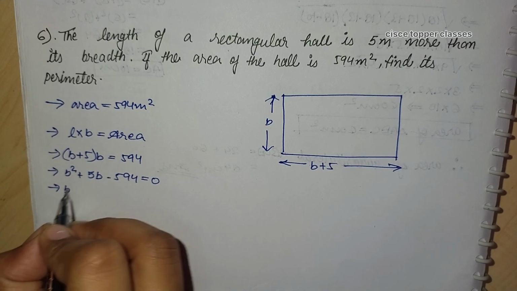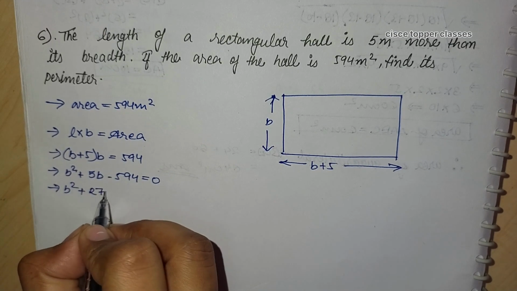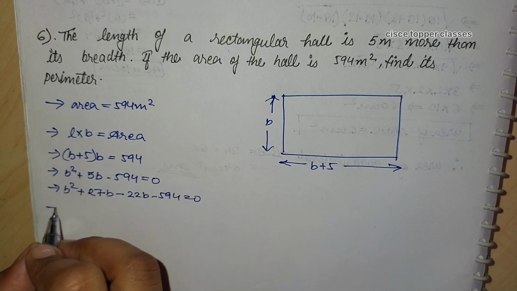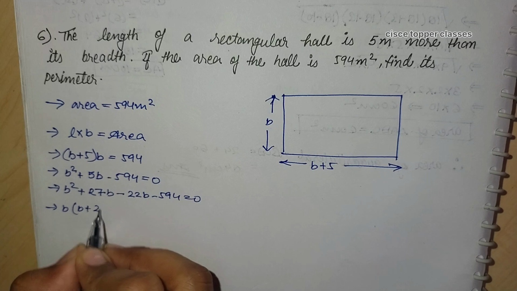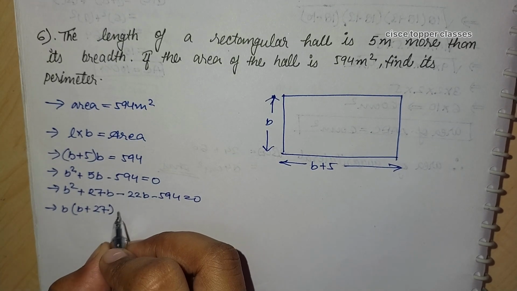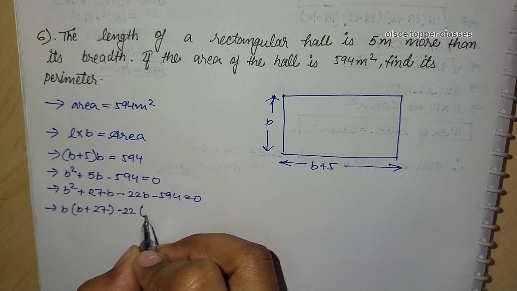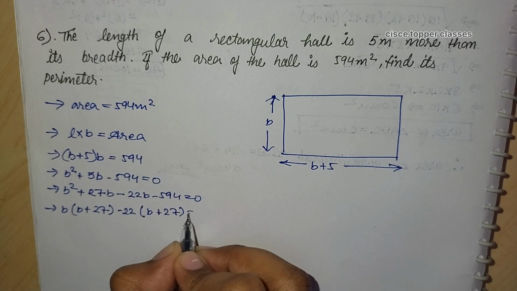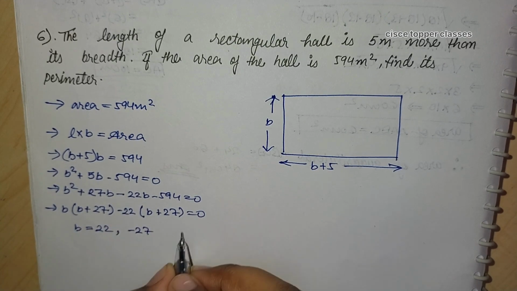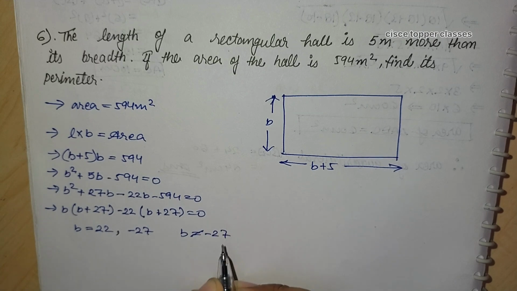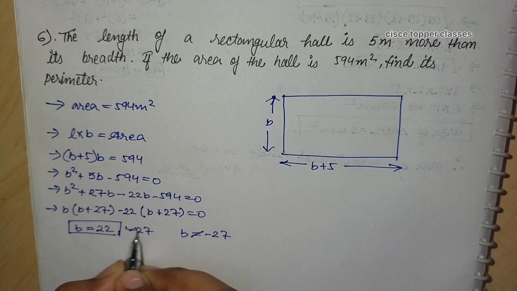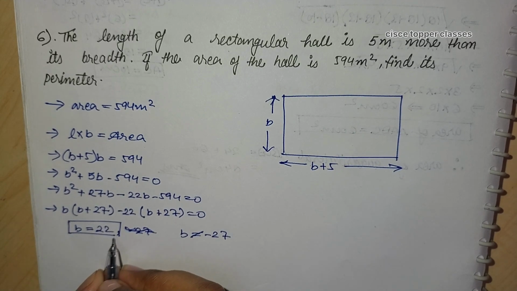So on factorizing it, we will get b square plus 27b minus 22b minus 594. So we can take b as common here: b into b plus 27, and here we can take common 22, so minus 22 into b plus 27. So b is equal to 22, or b is equal to minus 27. b is equal to minus 27 is not possible, because we can't take the breadth as negative. So the final is b is equal to 22 meter here.